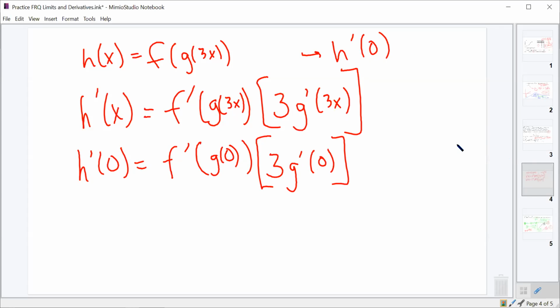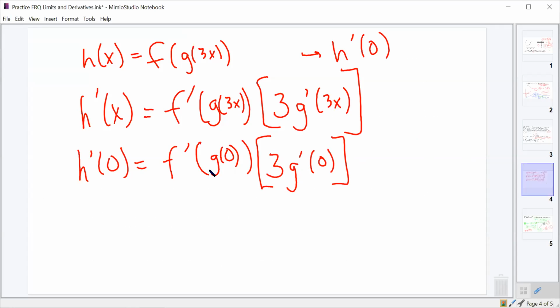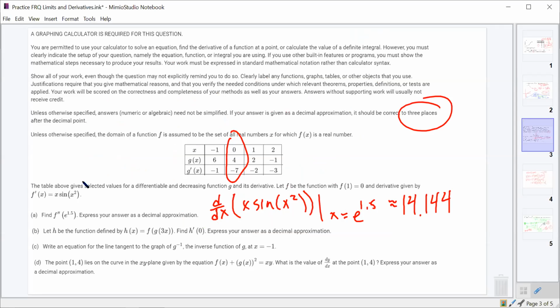Okay, so now we just need to go back and look at our chart and figure out what's g of 0 and what's g prime of 0. So g of 0 is 4, and g prime of 0 is -7. Everybody good there? All right, so g of 0 was 4, so this becomes f prime of 4. And what did I say g prime was? -7? Is that right? Yes. Cool. So now this just becomes -21 times f prime of 4, and f prime is also given to us.